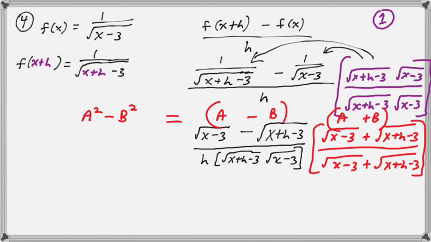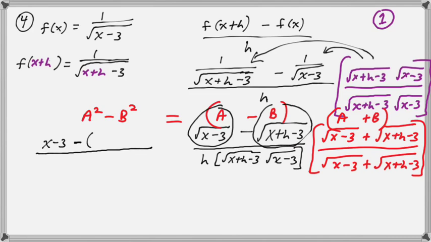Now be very careful. If this is a, what's a squared? The same thing without the radical. Whenever you subtract, use parentheses. If this is b, what would b squared equal? The same thing without the radical, x plus h minus 3.